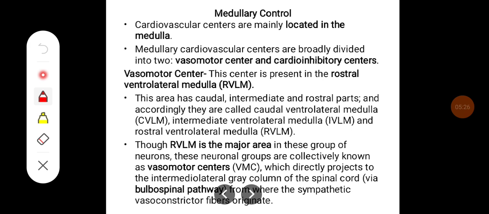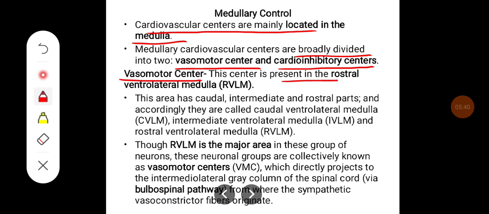Then coming to medullary control, cardiovascular centers are mainly located in the medulla. Medullary cardiovascular centers are broadly divided into two: the vasomotor center and the cardioinhibitory center. Vasomotor center. This center is present in the rostral ventrolateral medulla, that is RVLM. This area has a caudal, intermediate, and rostral part, and accordingly they are called caudal, intermediate, and rostral ventrolateral medulla.